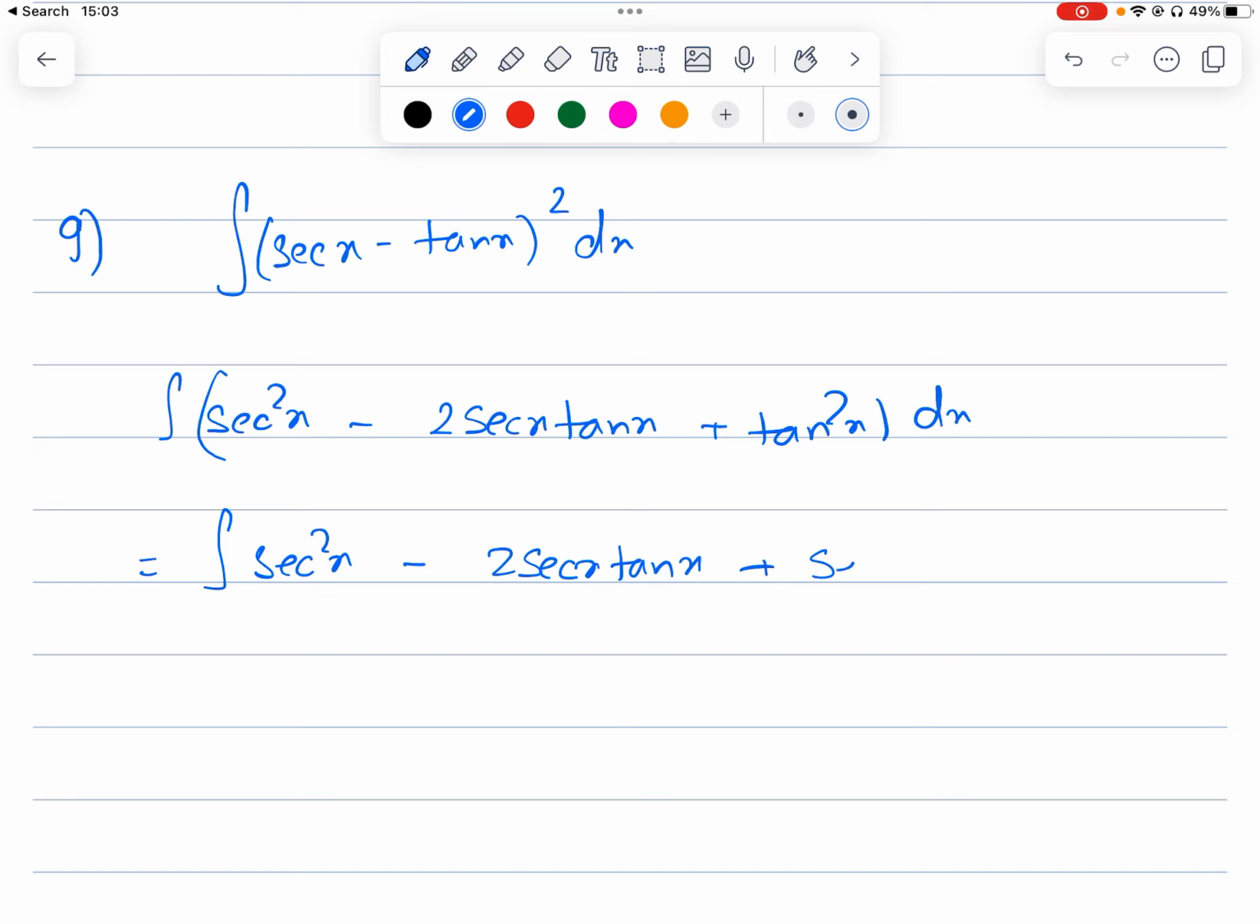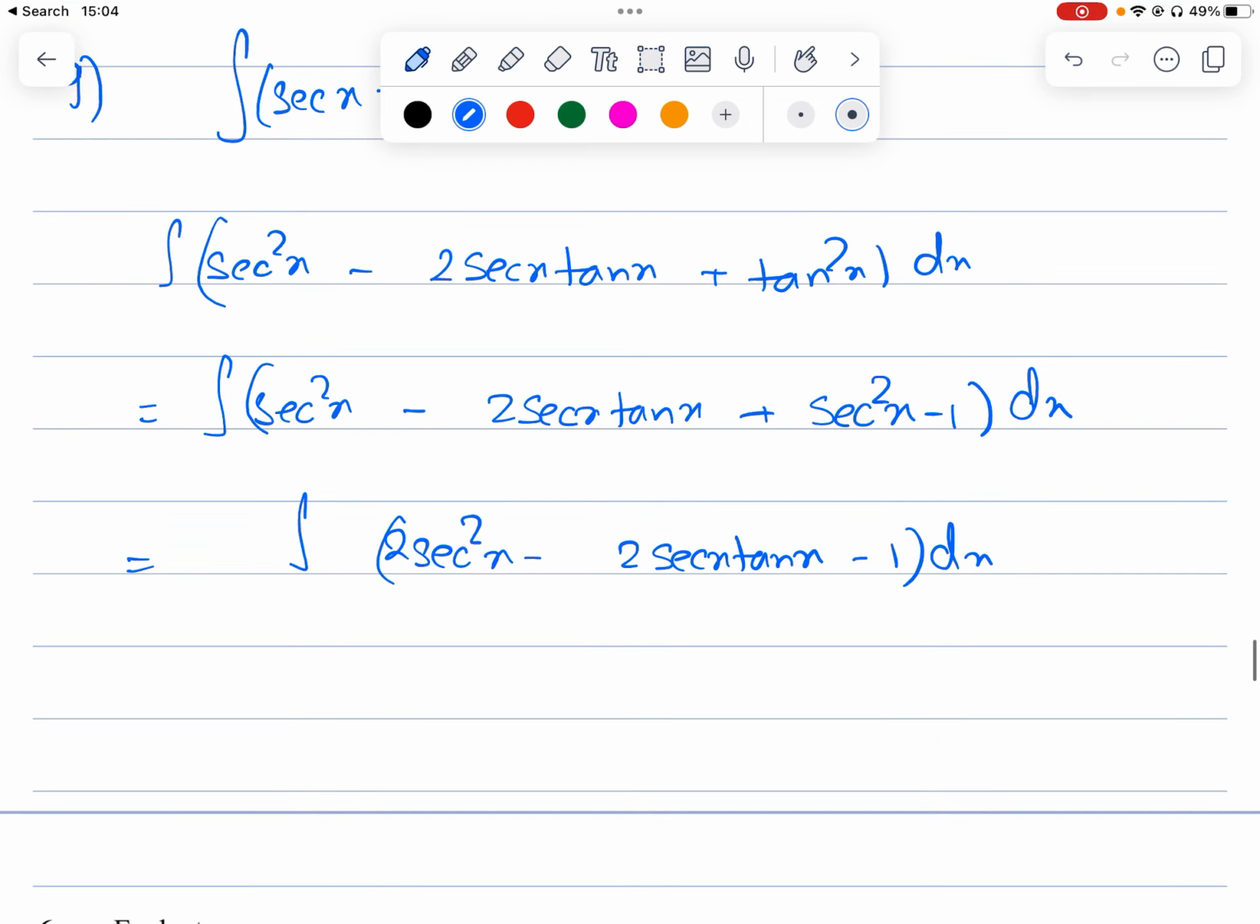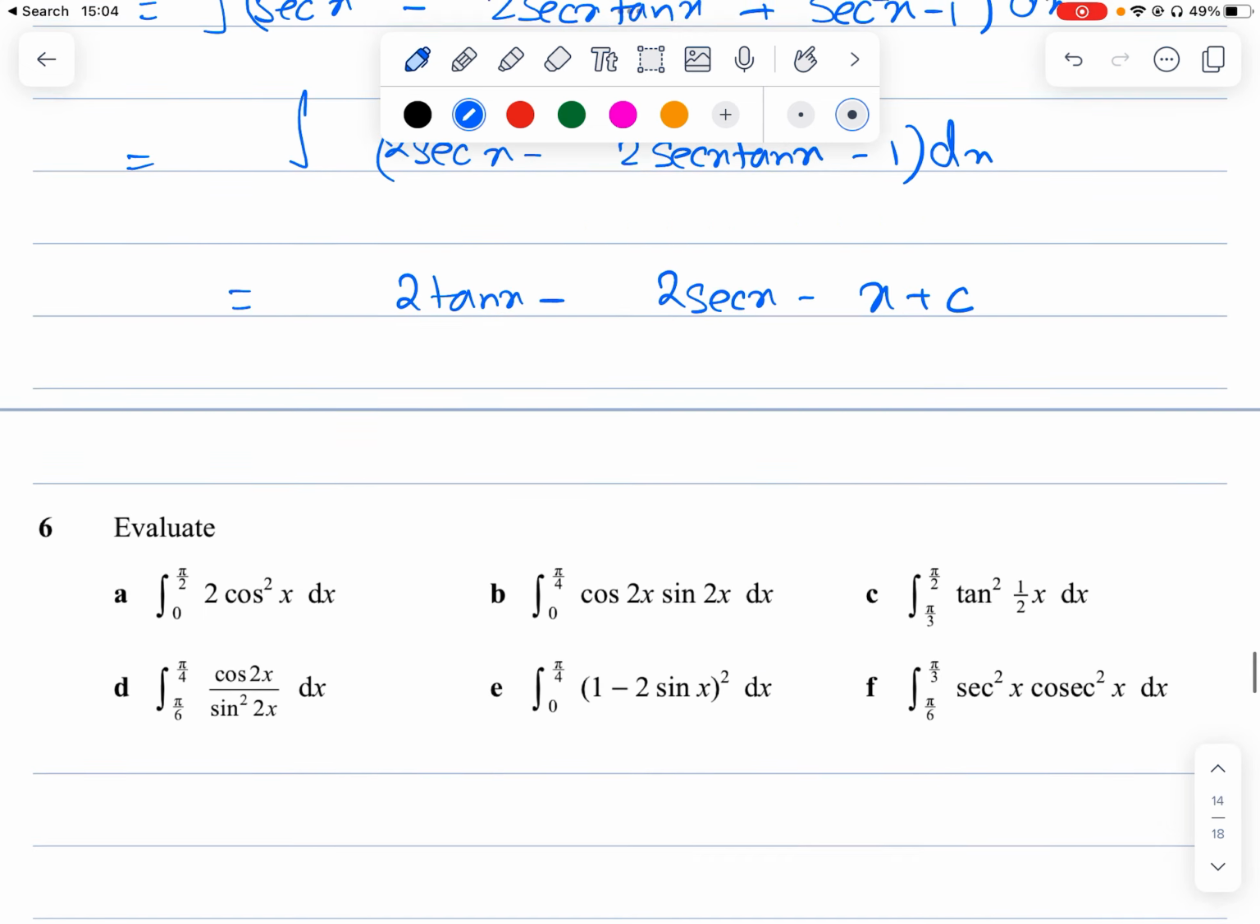Tan square x can be written as secant square x minus 1. Now secant square x plus secant square x is 2 secant square x, minus 2 secant x tan x, minus 1 dx. 2 secant square x integral is nothing but what? 2 tan x. 2 secant x tan x integral is 2 secant x. Minus 1 integral is x, plus c.